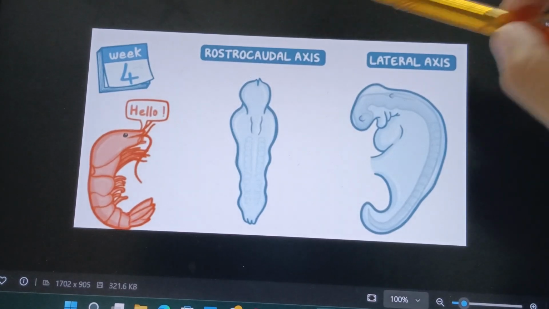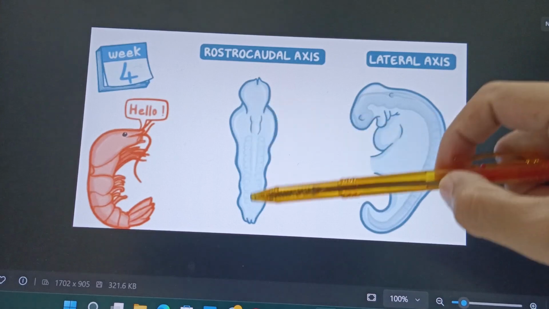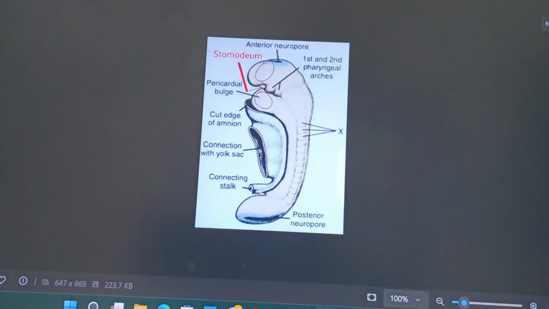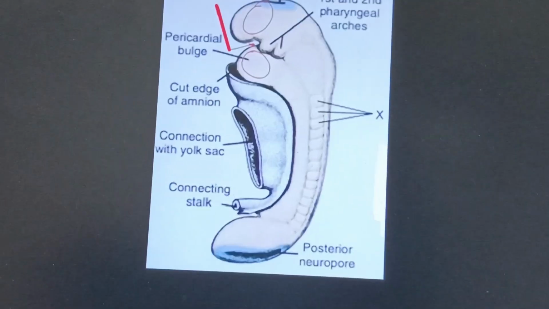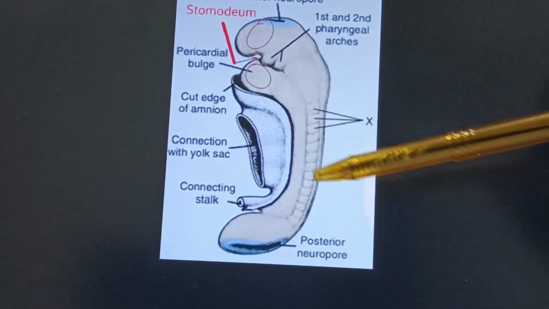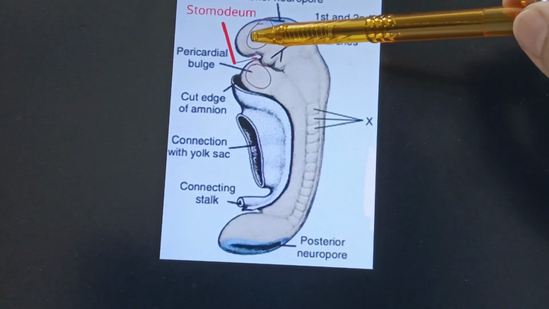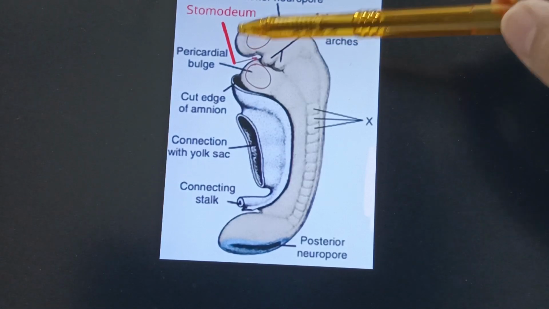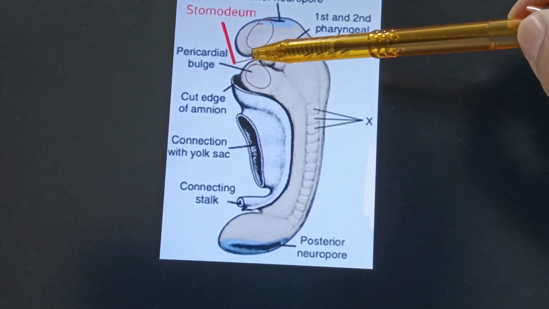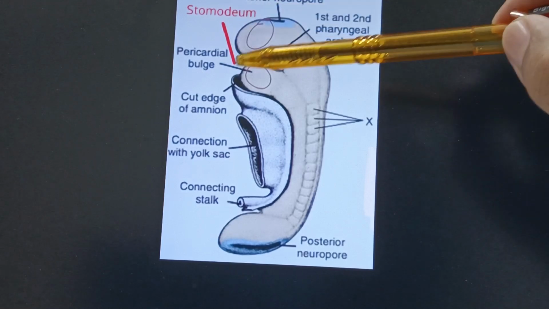Yes, at week 4, the embryo grows not only in the rostrocaudal axis but also in the lateral axis. So concentrate on this picture, if I can enlarge it for you. This is the cephalic end of an embryo and this is the caudal end. Here you can see the dilated portion of the brain vesicle, and this is the pericardial bulge. In between you see a small opening, the future mouth, which is called the stomodeum.